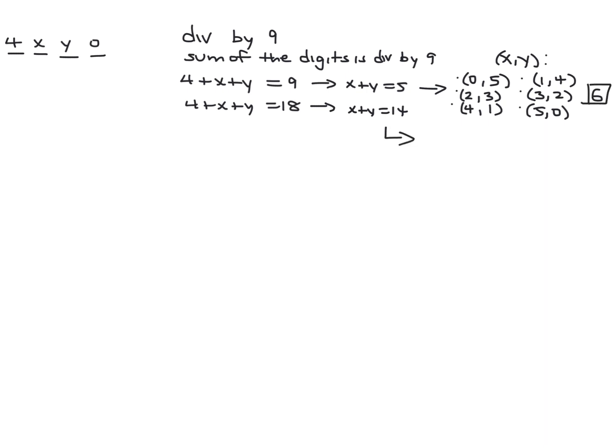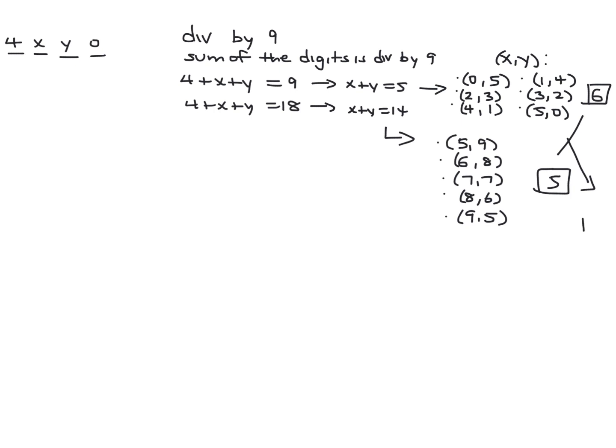For this one, let's see here. 5, 9, 6, 8, 7, 7. So see, there is a possibility that both an x and y can be the same number. Not that it's that important. I was just a bit curious as if it was possible. And then 9, 5. So this gives me 1, 2, 3, 4, 5. So 5 of these guys. Okay, so a total of 11. So 11, we got 11 for this scenario here.